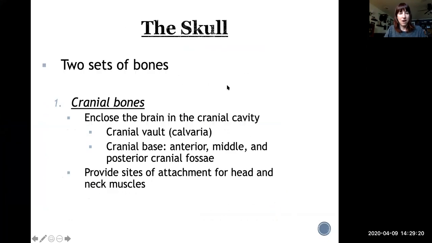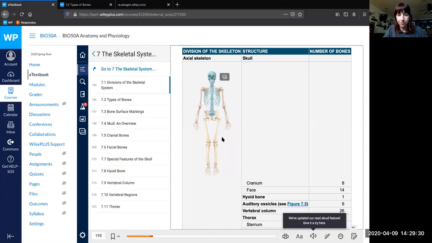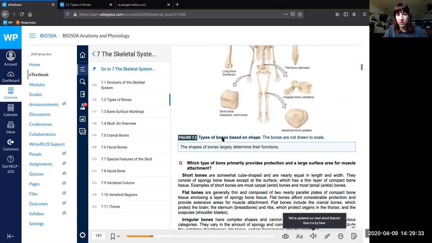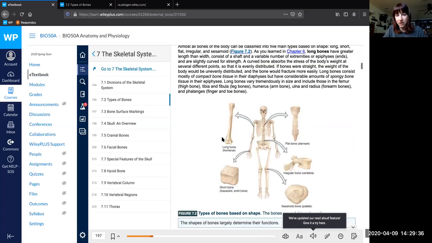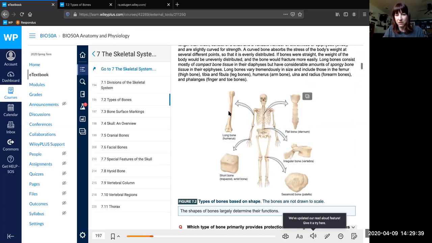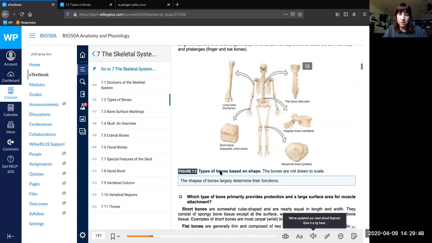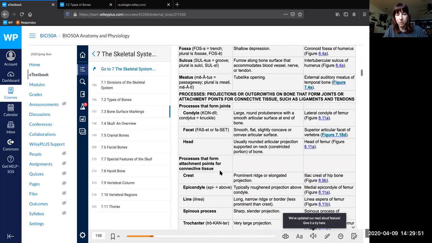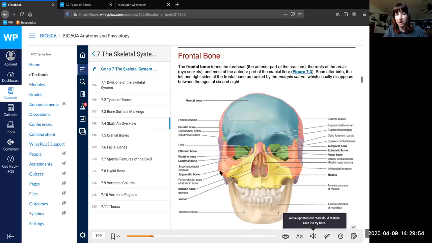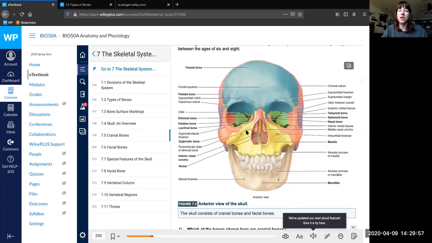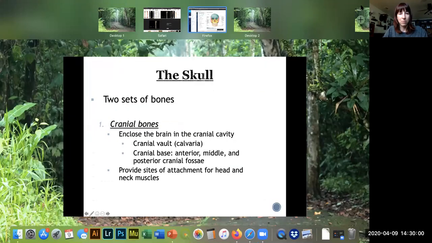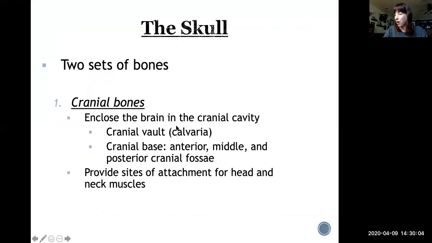Pretty cool. All right, so let's dive into the bones of the skull. Your text has gorgeous, gorgeous pictures of this, so I hope that you guys are using it. Oh, here's a nice infographic about the general types of bones: long bones, short bones, flat bones, irregular bones, and sesamoid bones, right? All right, bone surface markings, components of the skull. There it is, look at that, it's so pretty. I love all the rainbow colors. And as you'll see, I have incorporated some of the rainbow colors in our PowerPoint as well.